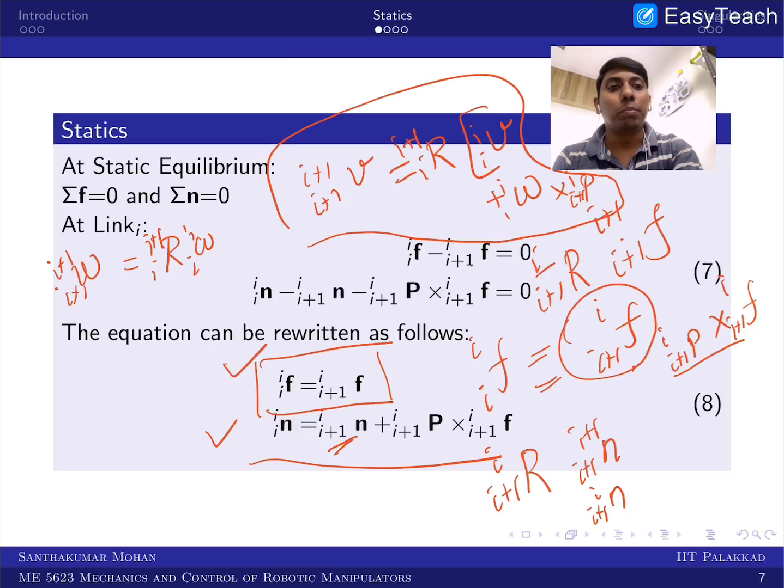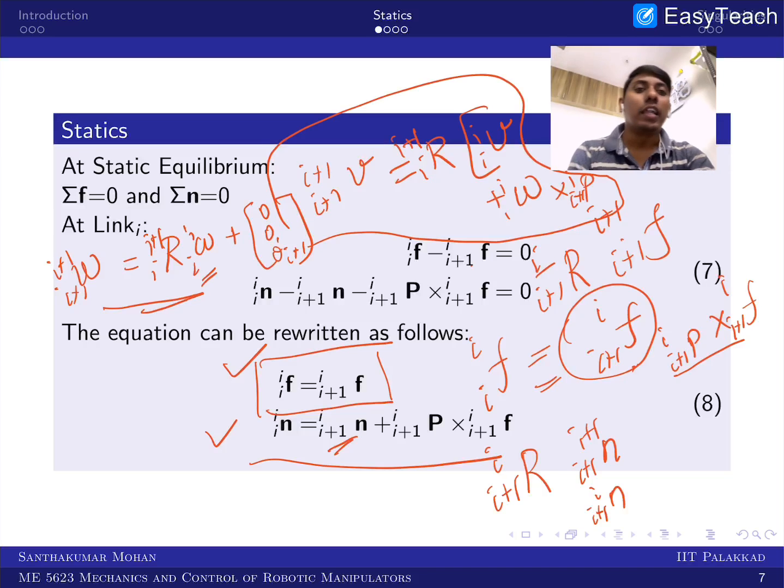So this is forward propagation, where we start from i to i plus 1, and this is backward propagation, where you start from i plus 1 to i. That is the difference. And this is what we have seen as if it is a rotary joint. This is the angular velocity propagation, and this is the linear velocity propagation. Similarly, this is the force, backward propagation.